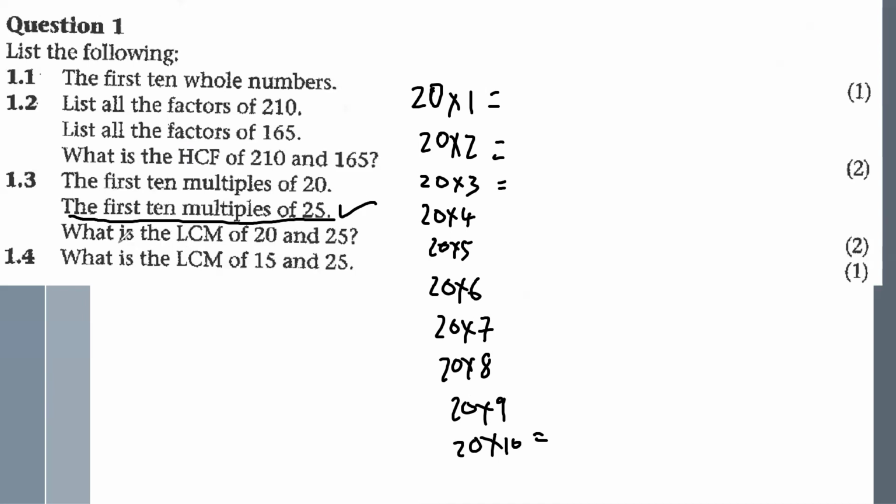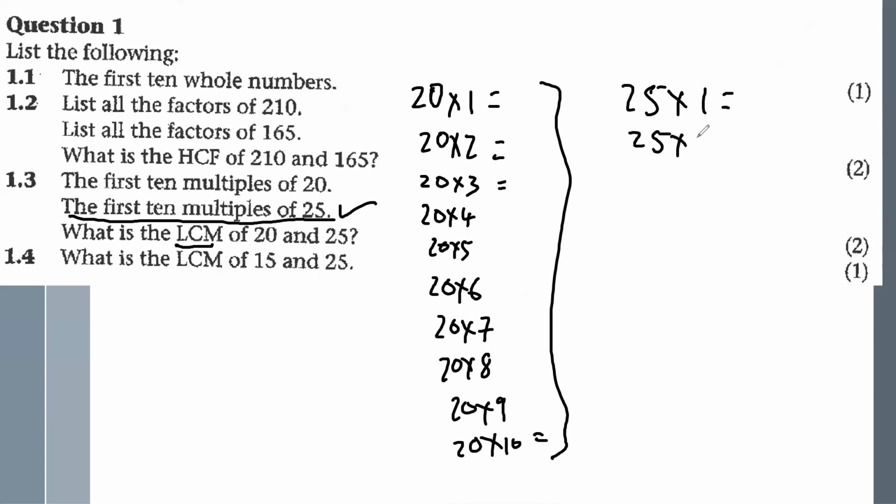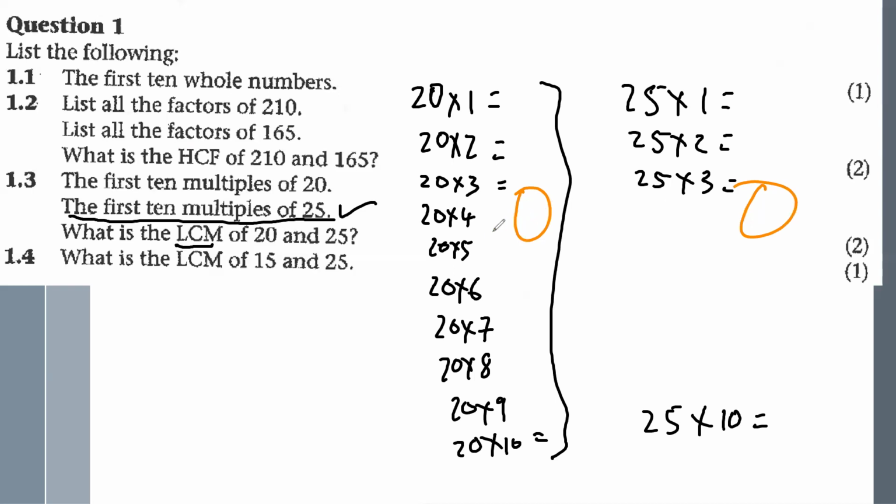The next question asks you to now find the LCM. Now, this is the lowest common multiple. In other words, you're going to compare this list with this list here: 25 times 1, 25 times 2, 25 times 3, up until 25 times 10. Now, what are you going to take? The lowest number, the smallest number that appears in this list and that list. It must be common. Remember, that is the main important thing there. The number must be common.